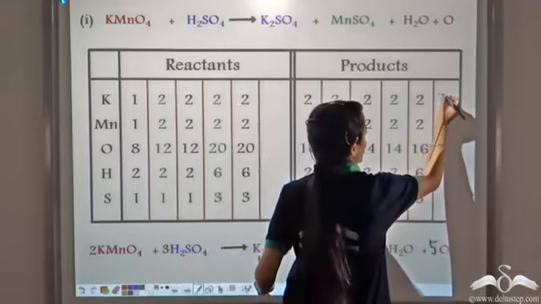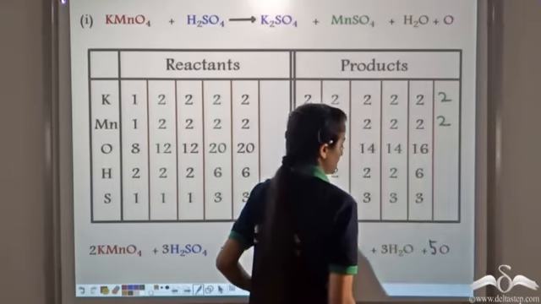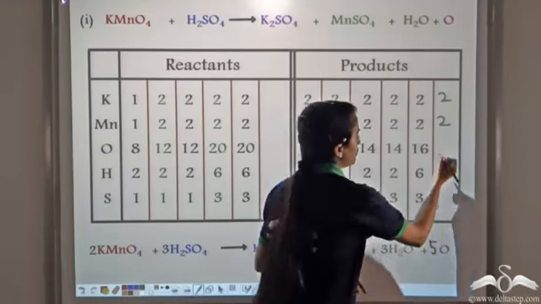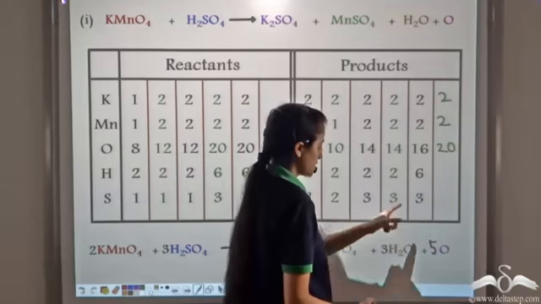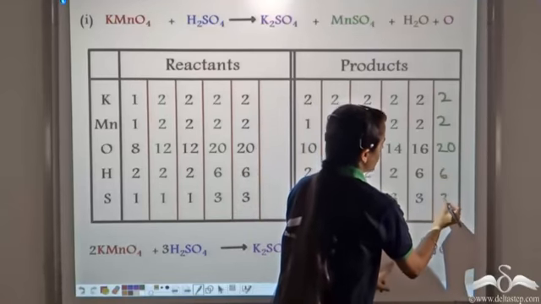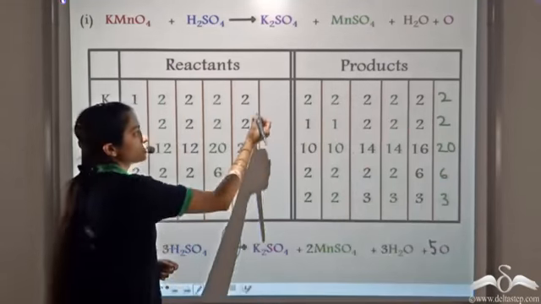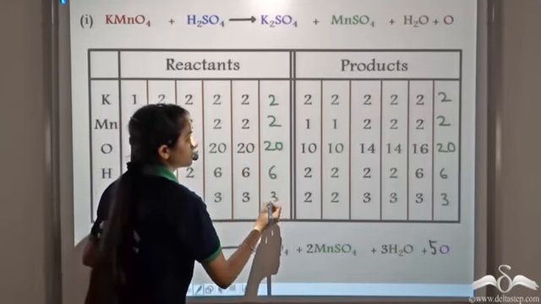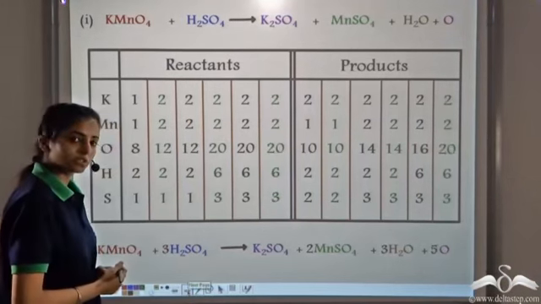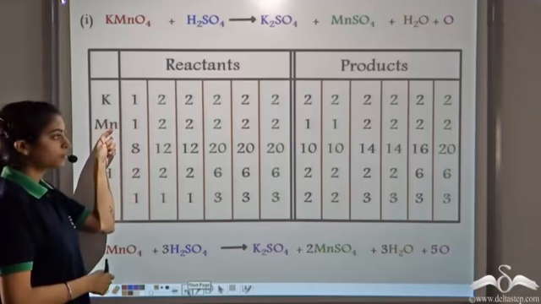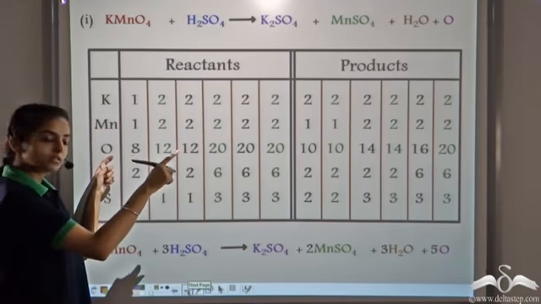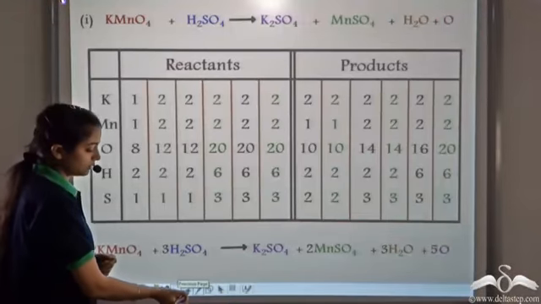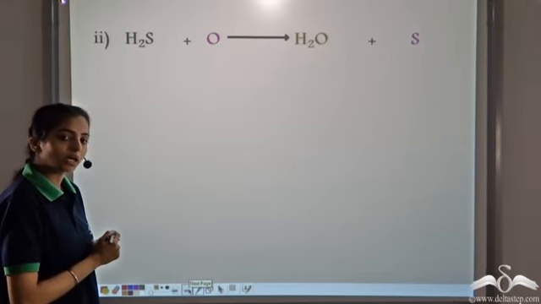So when we take this 5, we get 2 atoms of potassium, 2 atoms of manganese. We get 4 2s are 8 plus 4 12, 3 15 plus 5 20 atoms of oxygen, 6 atoms of hydrogen, and 3 atoms of sulfur. We have made no change on the reactant side, so these numbers remain the same. So if we now look at the equation, potassium is balanced, manganese balanced, oxygen balanced, hydrogen atoms balanced, and sulfur atoms balanced. Now let's look at the second partial equation.